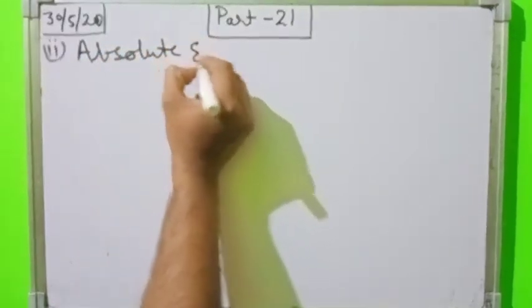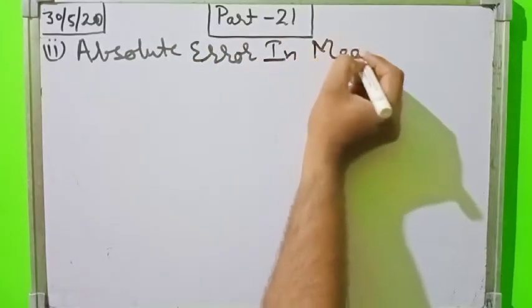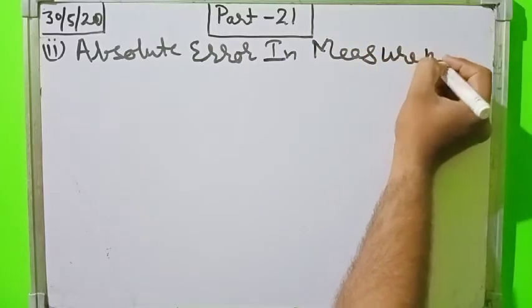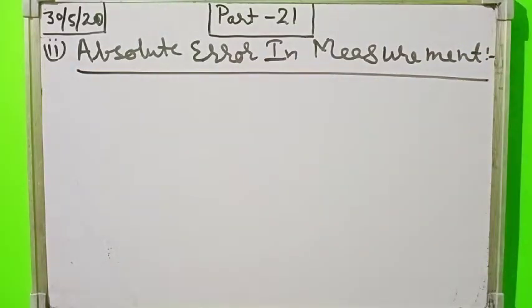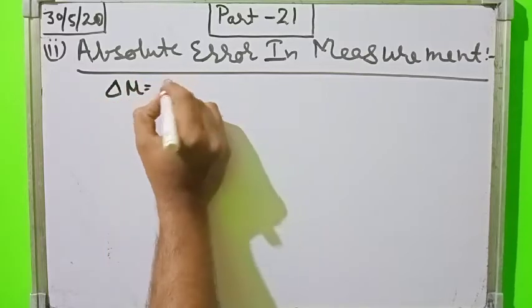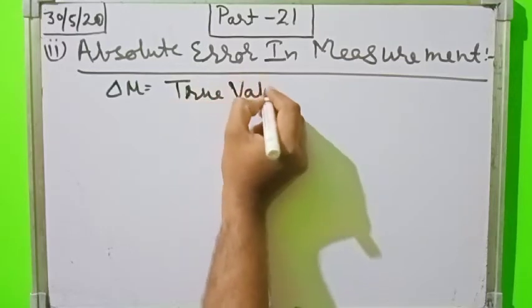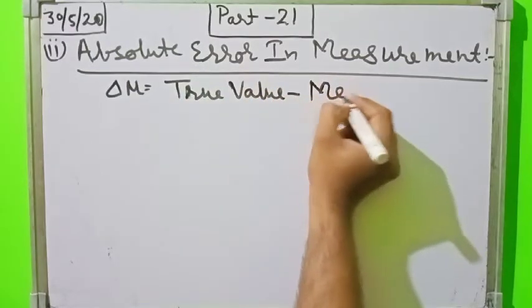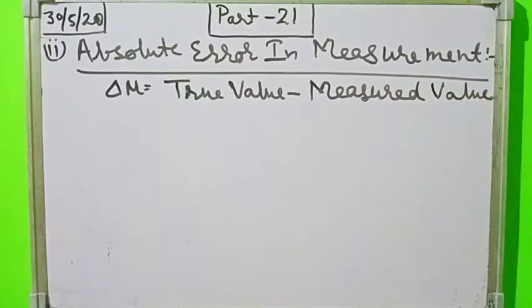Absolute error in measurement. And that absolute error is what? Del mu is equal to true value or mean value minus measured value.